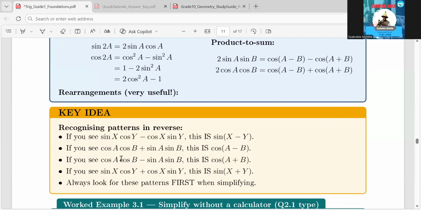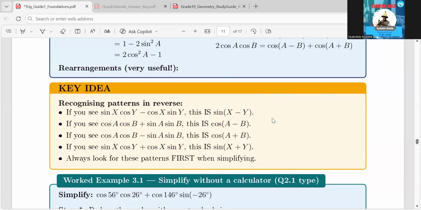If we see cos A cos B plus sine A sine B, this is cos A minus B, right? If you see cos A cos B minus sine A sine B, this is cos A plus B. If you see sine X cos Y plus cos X sine Y, this is sine X plus Y. So you always have to look at these patterns before you start simplifying. Always make sure that you carefully identify these patterns, right?